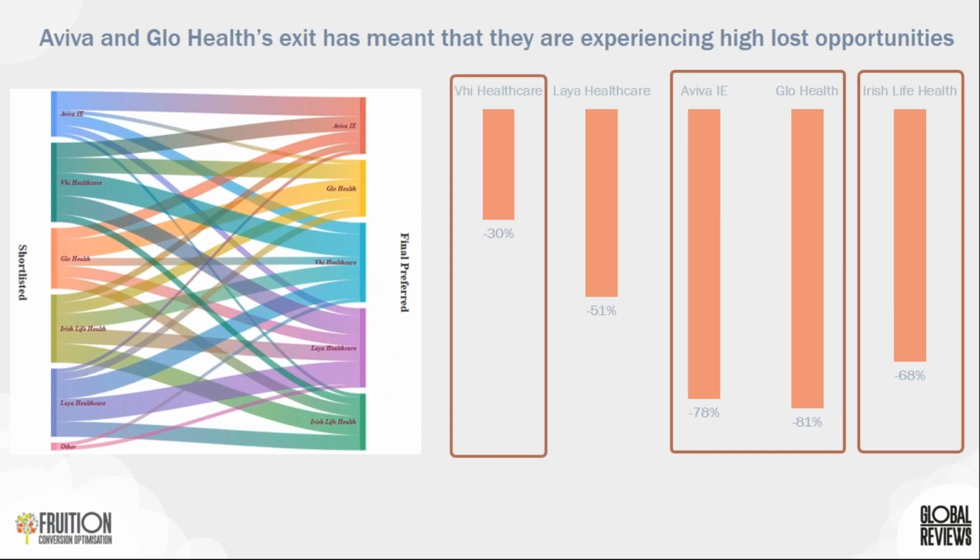And we can see then that VHI Healthcare have the lowest lost opportunity score. So they are losing the least people when it comes from shortlisting to final preference.